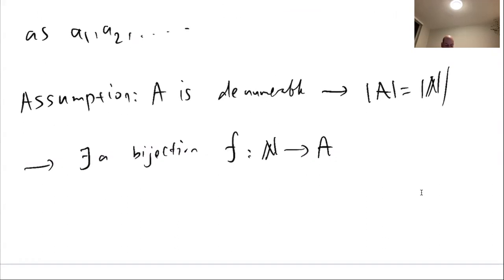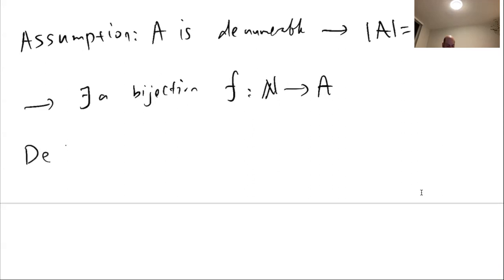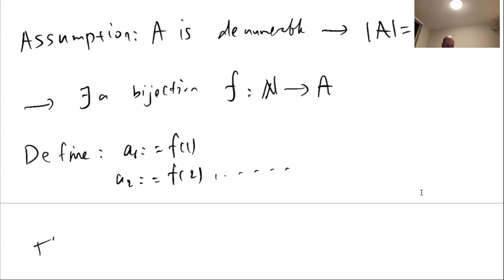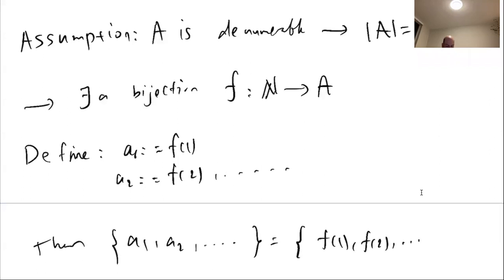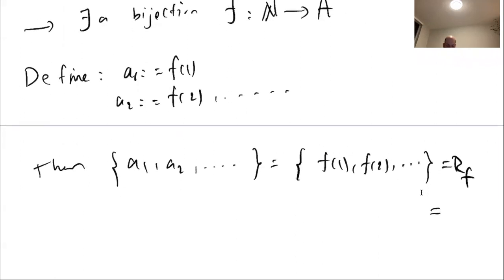Now, define A1 to be F of 1, A2 to be F of 2, and so on. Then the elements A1, A2 would be the same as F of 1, F of 2, which is the same as the range of F, right? F of 1, F of 2, and so on, means the range of F, the set of all outputs of F, but F is onto, so this is the same as A. Because F is onto. Onto means what? Means the range is the same as the codomain.